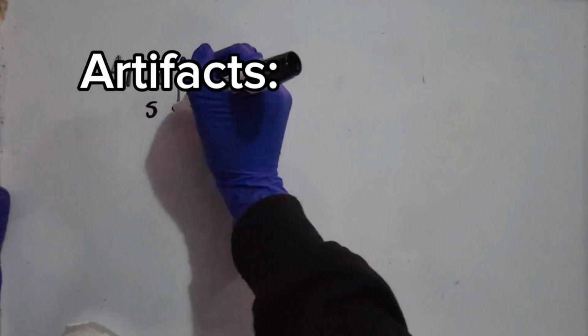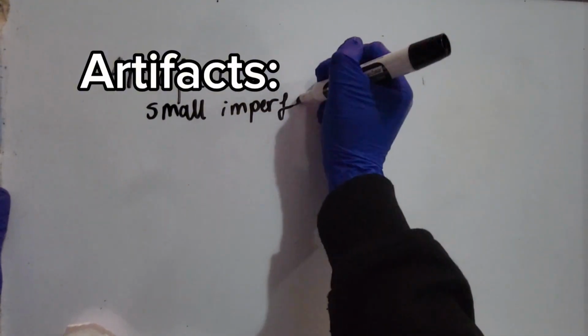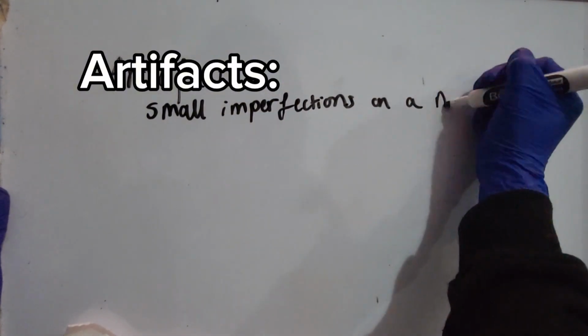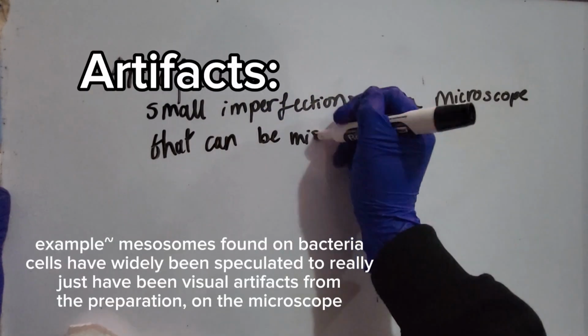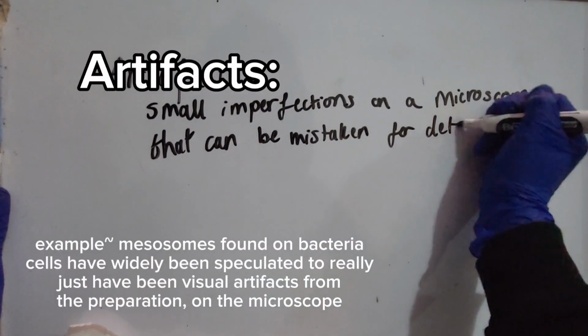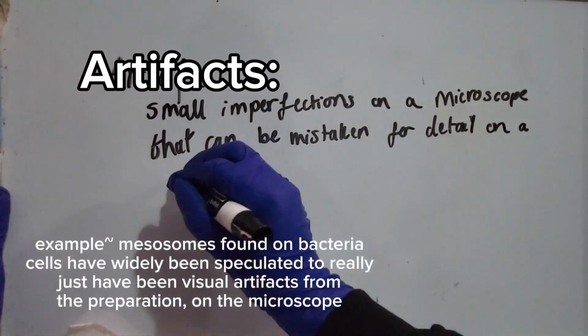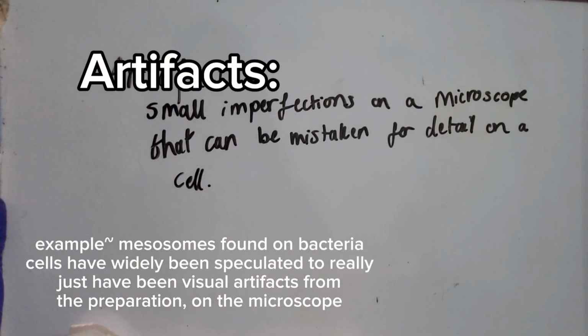Sometimes, when using electron microscopes, scientists can run into these things called artifacts, which are small imperfections on a microscope image that can be mistaken for details on a cell. It used to be more common in the past for scientists to mistake these for actual organelles, but now we have methods to distinguish and differentiate them so that it doesn't cause any errors.